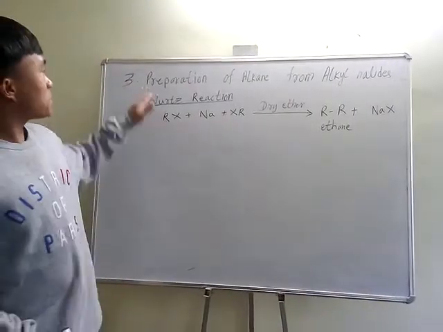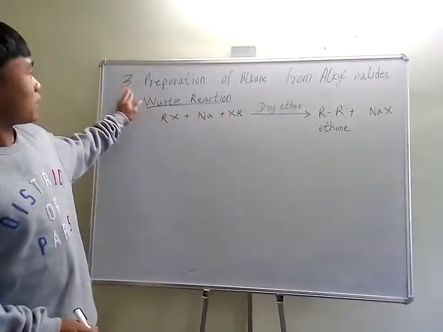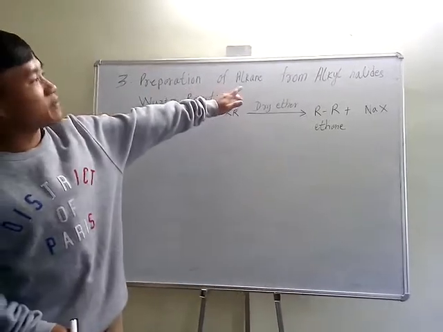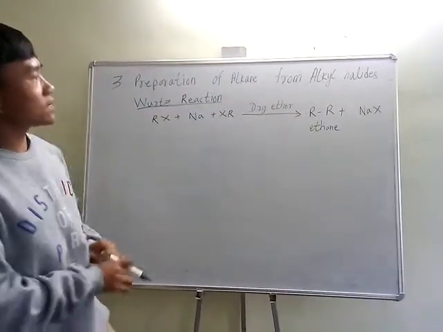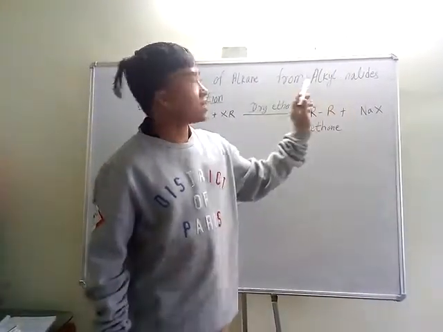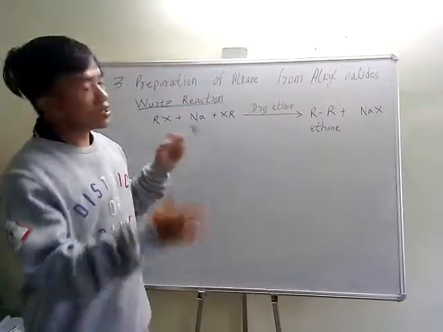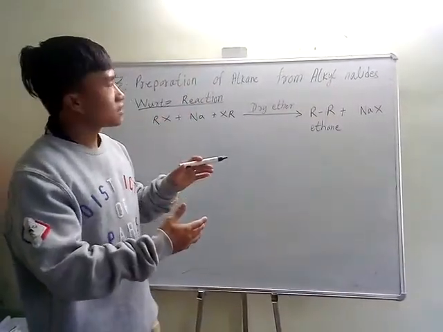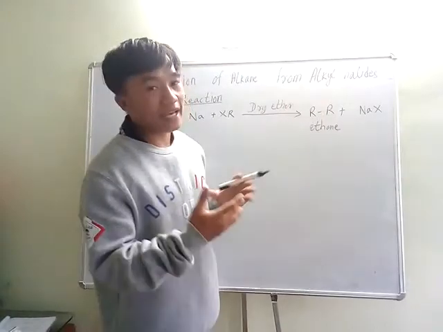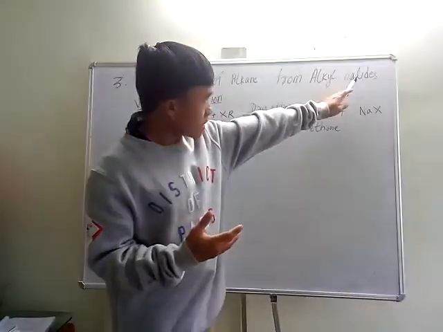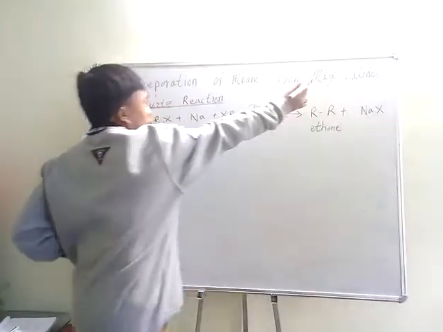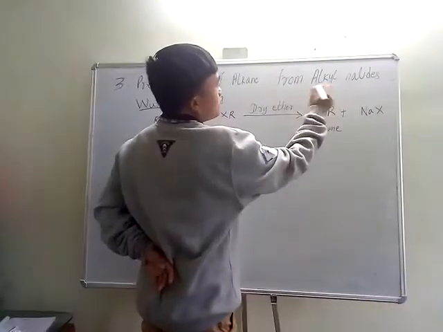Okay, now preparation, we've got number three: preparation of alkane from alkyl halide. When we see halide, it means an alkyl. It's the mixture of alkyl and halogens.